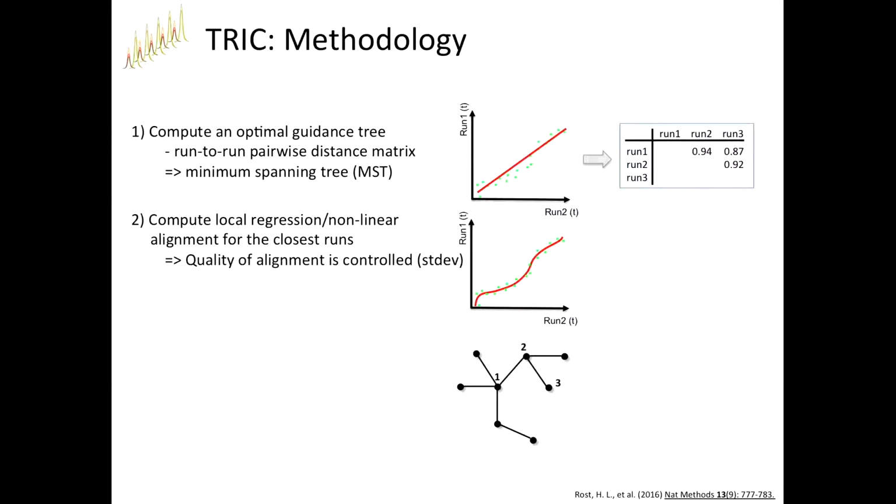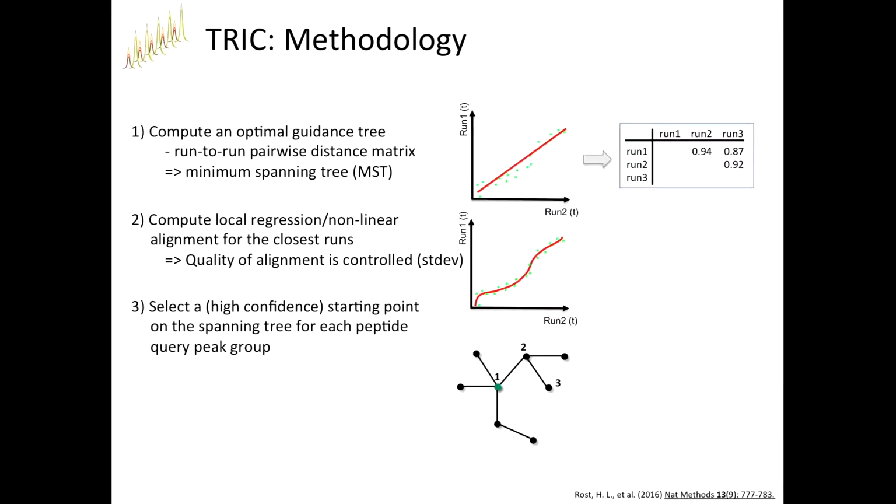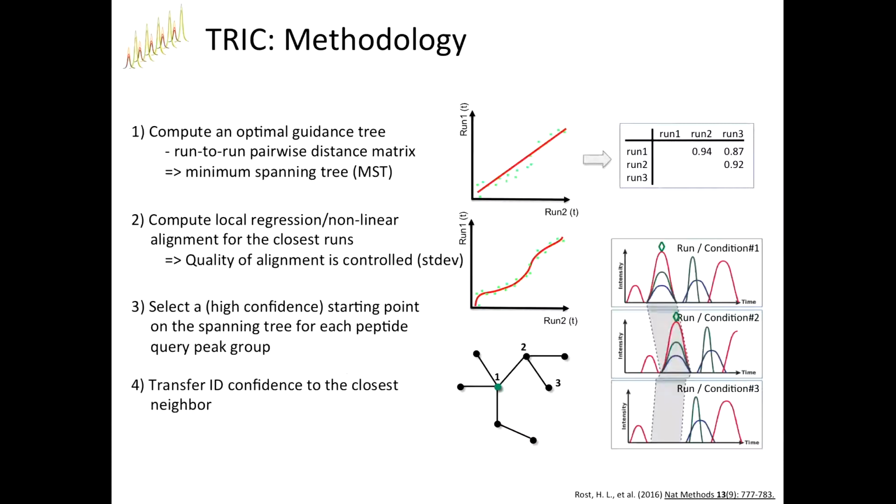Once you've done this, you can select the highest quality starting point for each peak group independently. So you start from your best peak group in the best run that you found, and then you travel through this tree, align, and transfer the confidence across these runs. This means that if you have very high confidence detection here, but your confidence has actually not been very high here, this confidence is boosted, and you recover this peak group for your final data matrix.